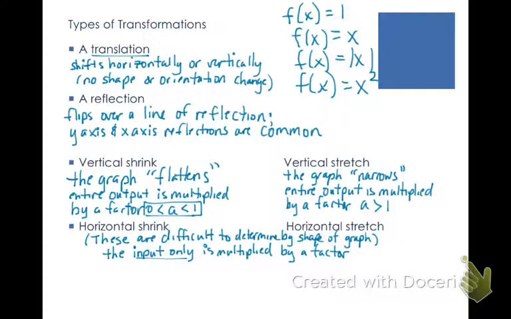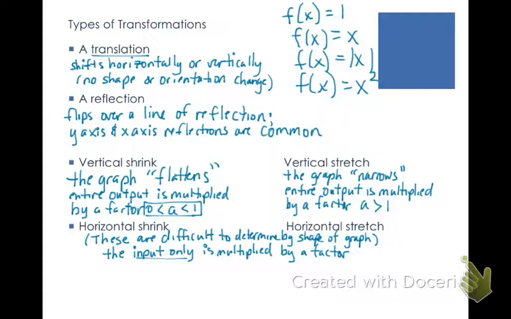Now when we have a reflection, this is when your original function, once it's reflected, flips over a line of reflection. Very common reflections that we'll work with are ones that are reflected or flipped over the y-axis or the x-axis.